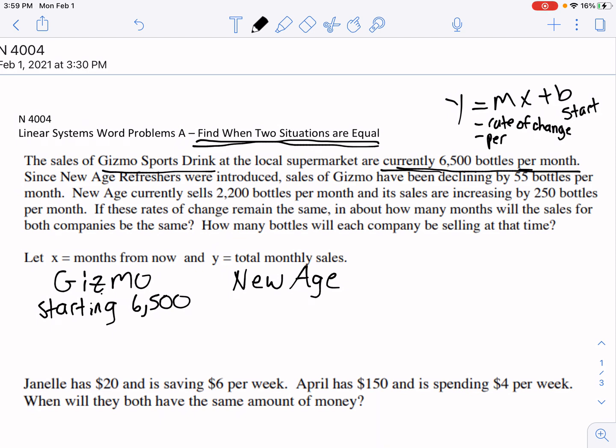And then since the New Age refreshers came along, so this new company came along, the sales for Gizmo have been declining, okay? So it's been going down by 55 bottles per, now the keyword comes into play, month. Okay, so it's been declining by 55 bottles per month. So after each month passes, we're losing 55 bottles in sales. Okay, so it's declining 55 bottles per month.